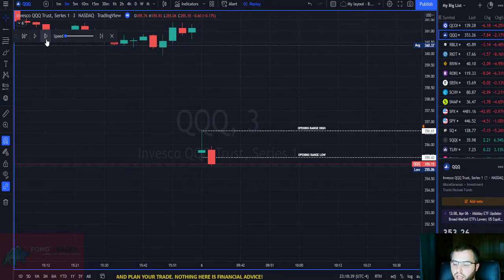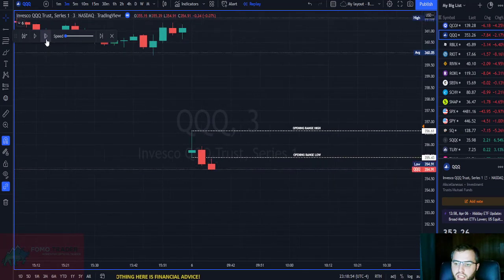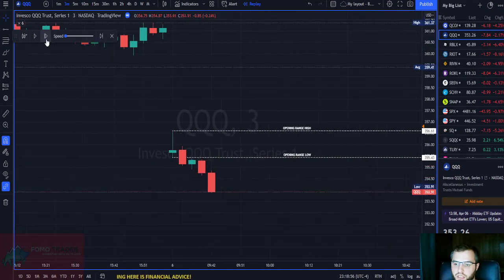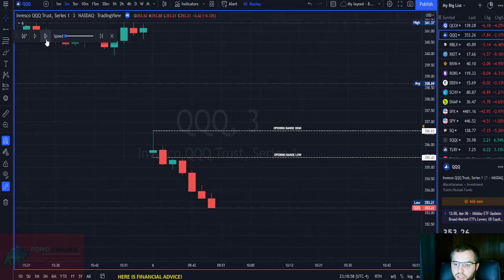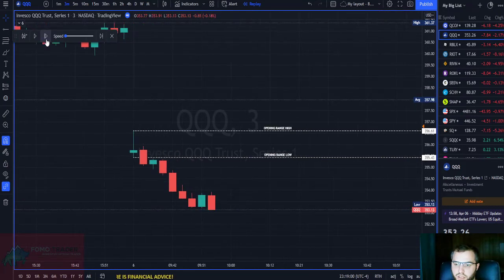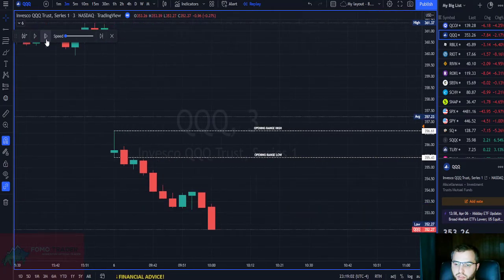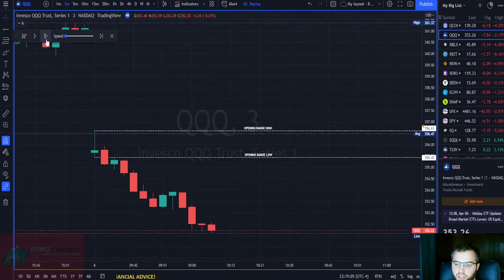Before I would enter this trade, I would wait for this candle to close as confirmation to make sure we didn't break through and have a big long wick. You want the body to close below the low or the high, whichever way it breaks. Then if we follow this trade out, we just get lower and lower and lower. Then we see a little bit of a reversal, a bounce, and then we keep going lower and lower.